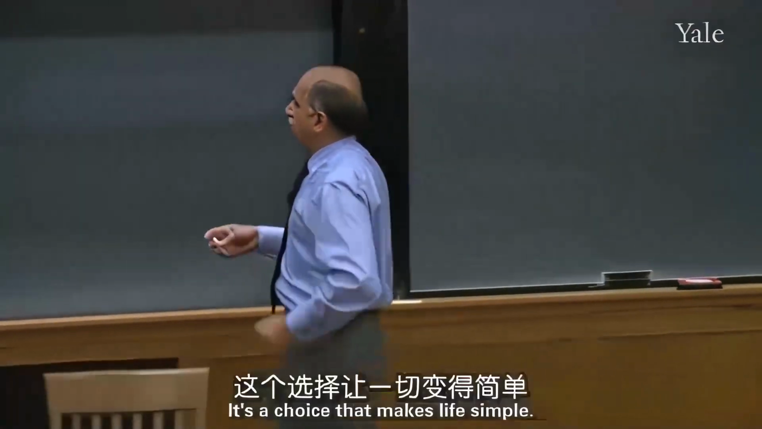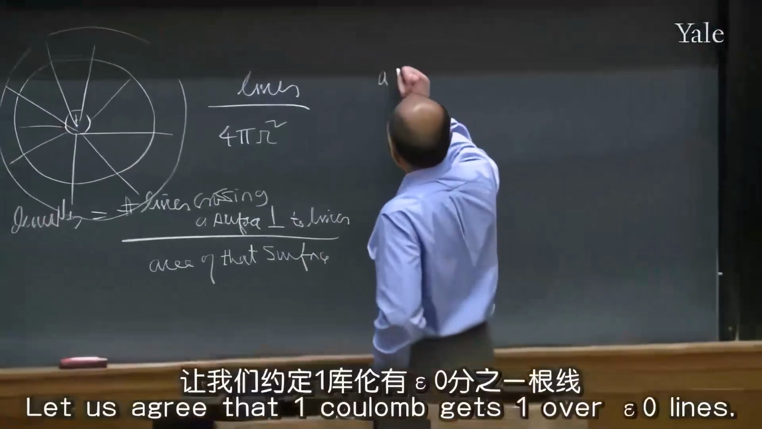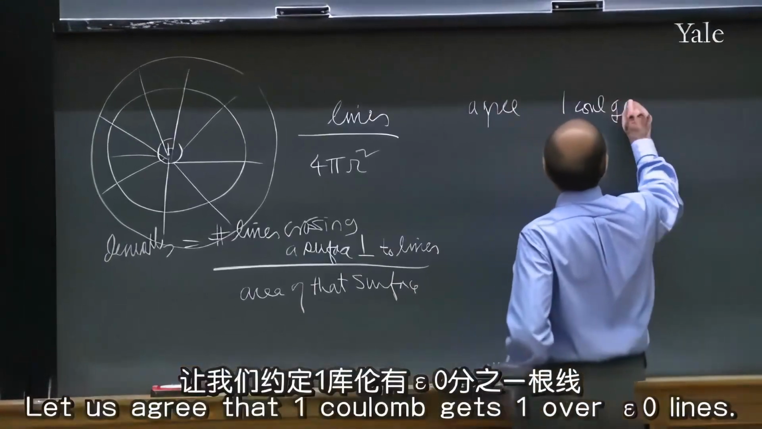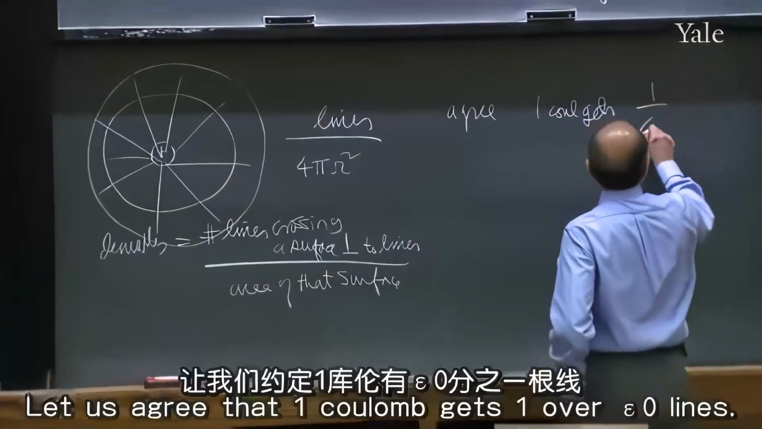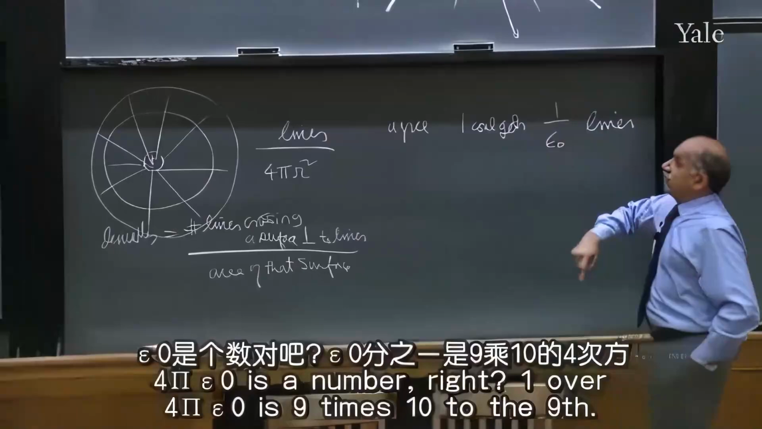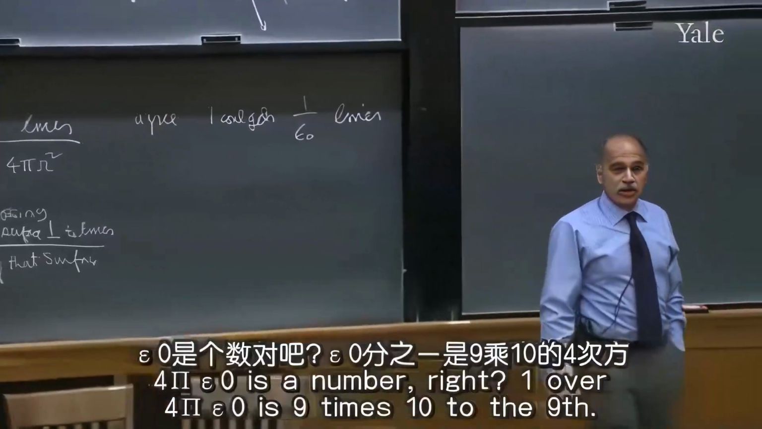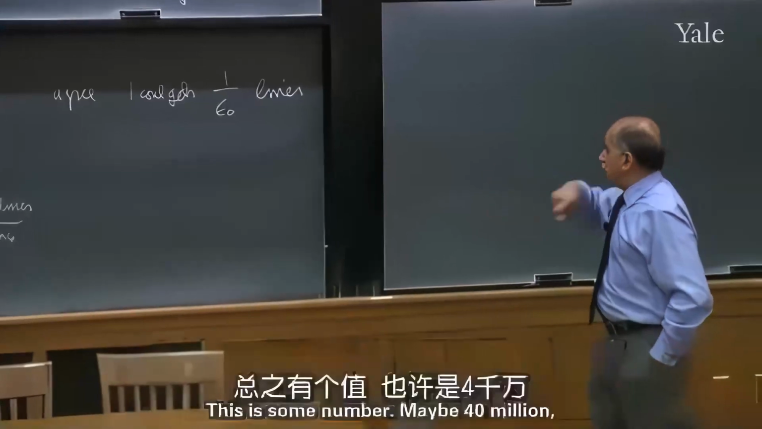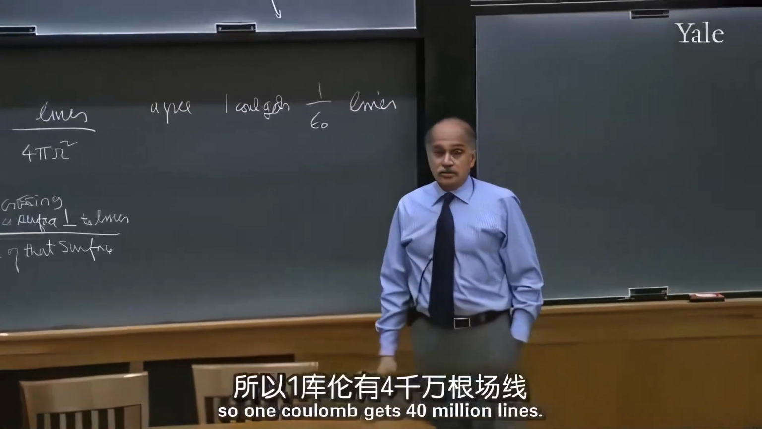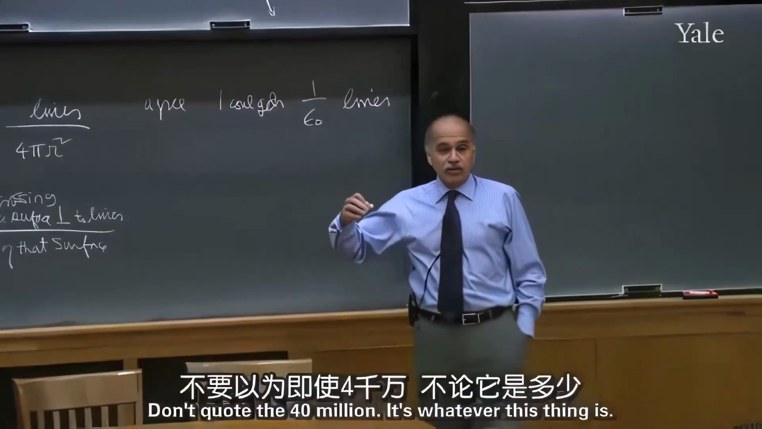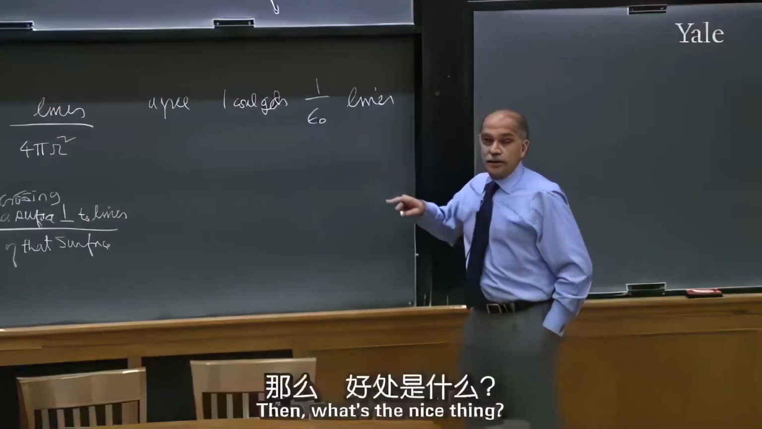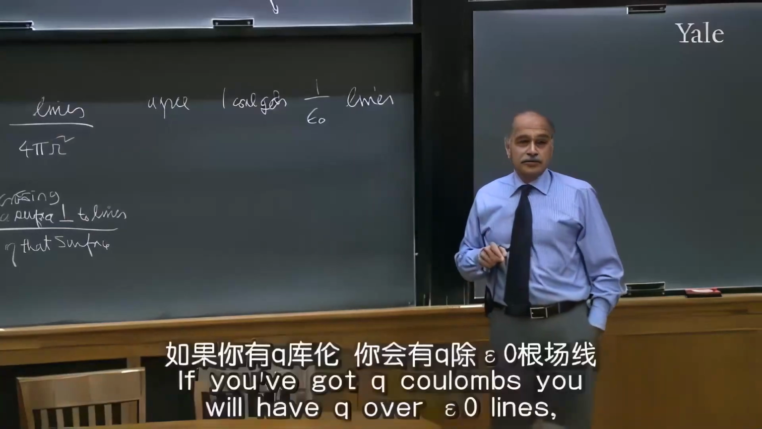And here is the choice. It's a choice that makes life simple. Let us agree that 1 coulomb gets 1 over epsilon 0 lines. You know, epsilon 0 is some number, right? 1 over 4 pi epsilon 0 is 9 times 10 to the 9. This is some number, maybe 40 million. So 1 coulomb gets 40 million lines. But don't quote the 40 million. It's whatever this thing is. I don't know what it is. It's a definite number.